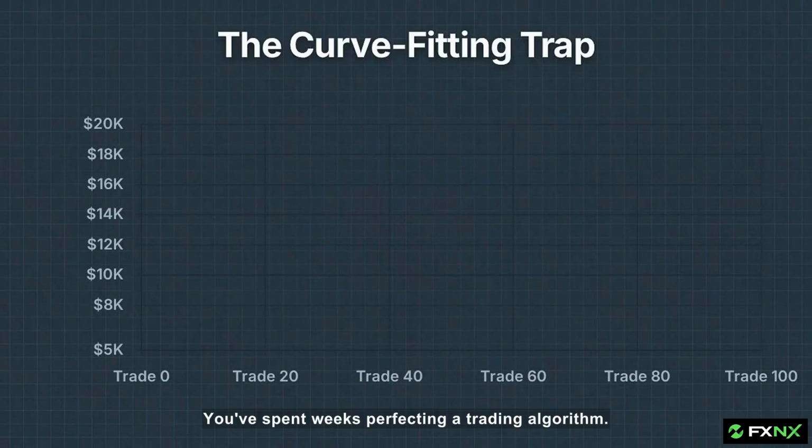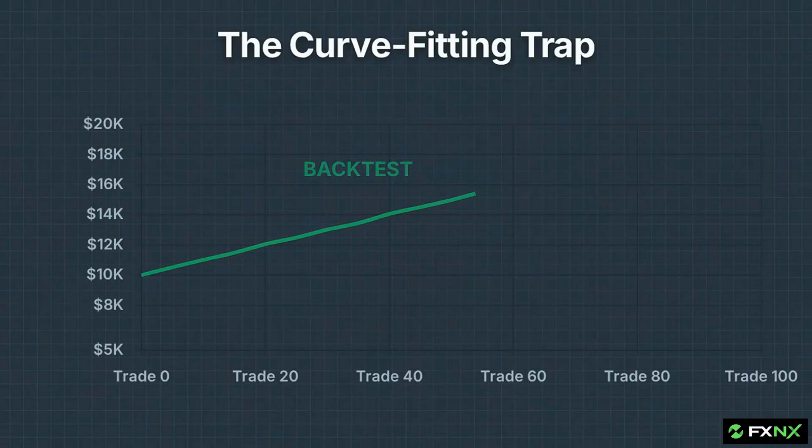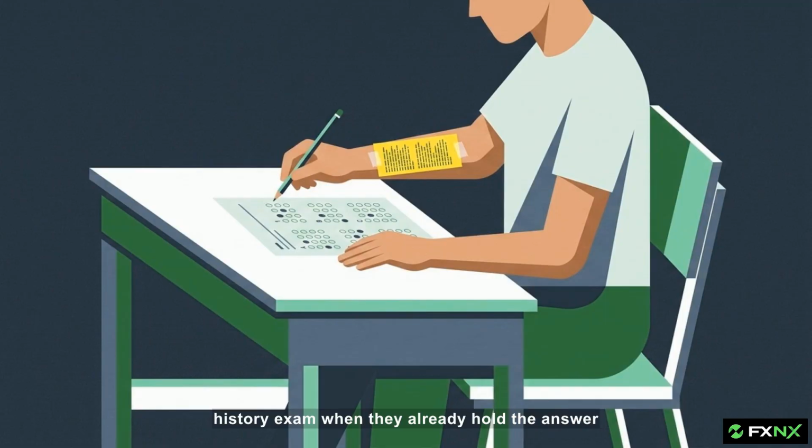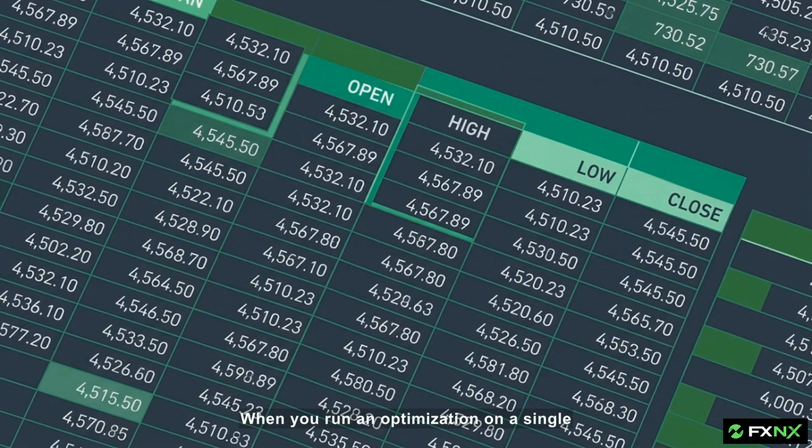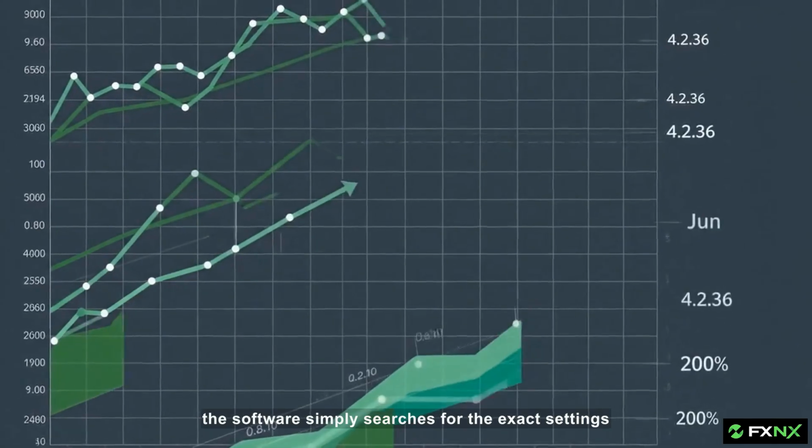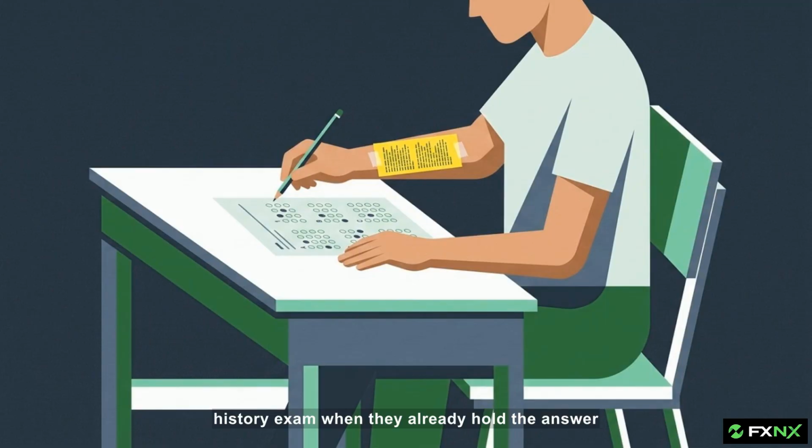You spent weeks perfecting a trading algorithm. The backtest looks like a flawless 45-degree climb to the top right of the chart. But the second this system goes live, the equity curve falls off a cliff. Most traders treat backtesting like taking a history exam when they already hold the answer key.